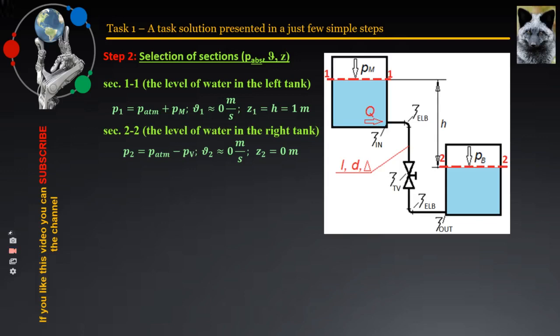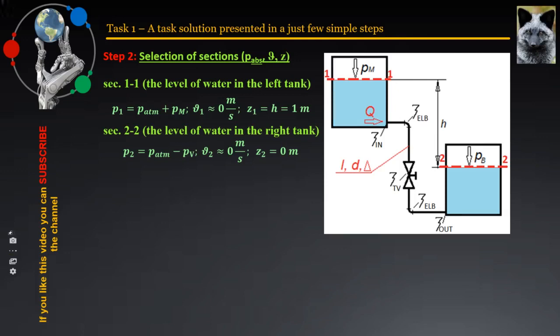For section 2.2, the case is analogous, but it should be taken into account that vacuum pressure is acting there, which means that the absolute pressure in this case will be represented as the difference between the atmospheric pressure and the corresponding vacuum pressure. The velocity in both sections will be zero. It is known, and should be remembered as a rule to always apply in such cases, that the velocity in the uppermost liquid layer, the so-called free level of the liquid in the tank, is reliably small, insignificant, which means that it is assumed that V1 will be equal to V2 equal to almost 0 meters per second.